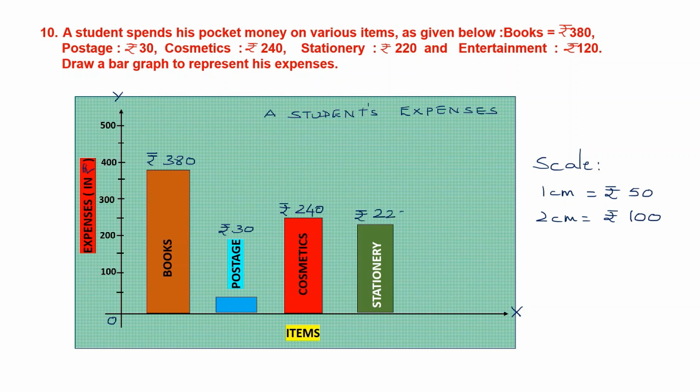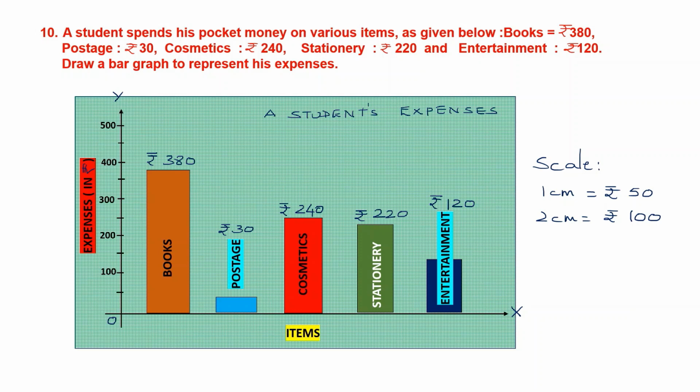Now the last one is entertainment. 120 rupees. So where is 100? 100 is here, 150 is here. So here you have 120. Remember, 100 and 150, half of that is 125. So just the line just below that will be 120. So get your 120, the bar, and do it. Okay, so this is 120 and this is for entertainment. So entertainment, how much money did he spend? He spent 120 rupees. So we have drawn the bar graph showing a student's expenses.